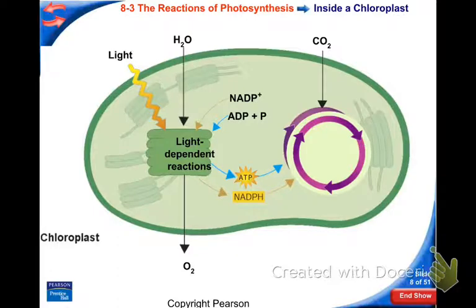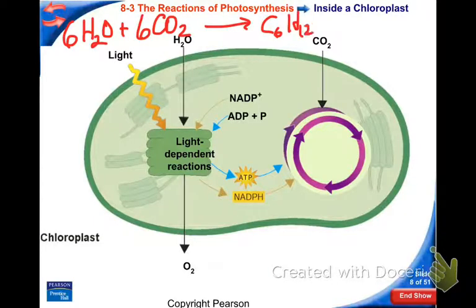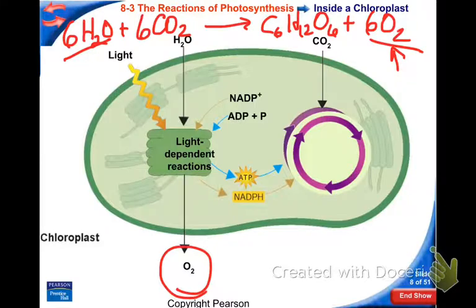Okay? Let's review our overall equation for photosynthesis. Okay? We had 6H2O plus 6CO2 yields C6H12O6 plus 6O2. So we just found out where the oxygen comes from. The oxygen came from the water being split. Okay? That's the source of these oxygens. These oxygens come out of the light-dependent reactions.